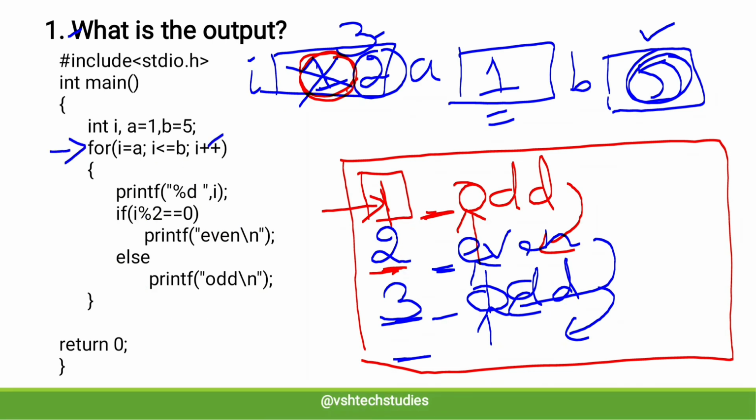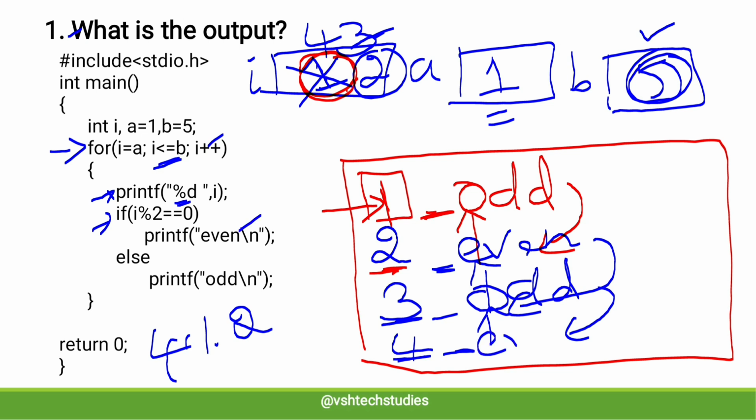I is incremented, so it is made 4. 4 is less than or equal to 5. It is true, so it will come inside the loop body. So printf is executed, and the integer value of I is 4. So 4 is printed, space is left. Then the if statement: 4 mod 2, is it 0? 4 mod 2 is 0. Hence it is true, which means the true block will be executed. Here even is written. Then after that, leave the line means go to the next line and stand in the first position.